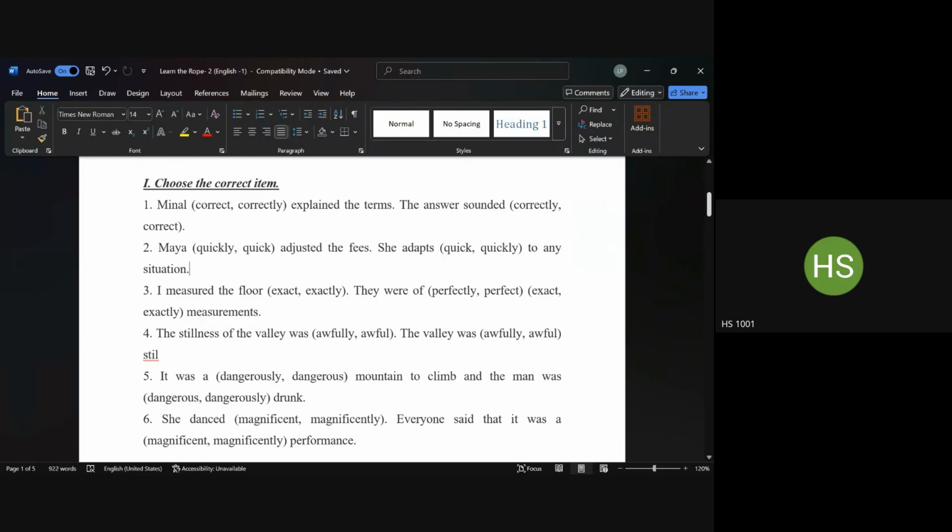So the first sentence: Meenal correctly explained the terms. The answer sounded correctly correct. In the first sentence, what do you choose between correct and correctly?